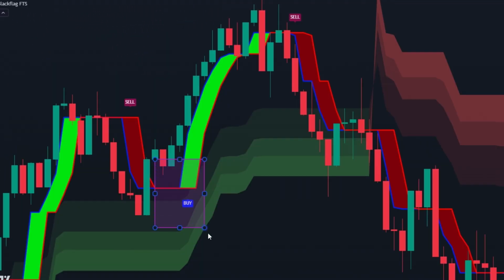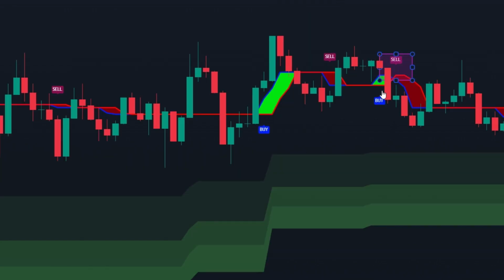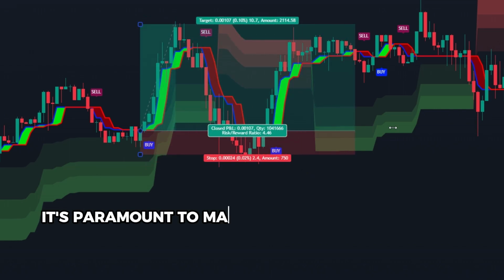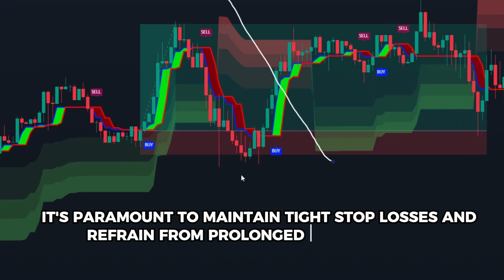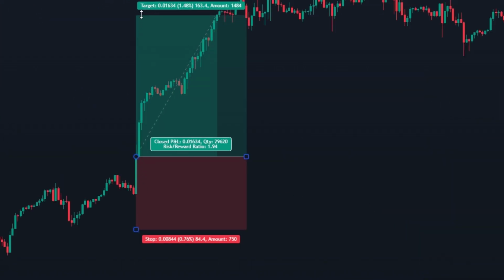Only engage in trades when clear buy or sell signals are present. Execute trades exclusively when the market resides near or within the bands indicated by the Swing Arm Trend Indicator. If the market significantly deviates from these bands, it's wise to steer clear of the associated signals. Given the nature of this strategy, which leans towards scalping, it's paramount to maintain tight stop losses and refrain from prolonged trade holding. Rest assured, I will elucidate my straightforward method for trade management.